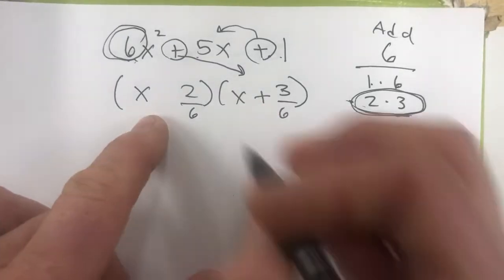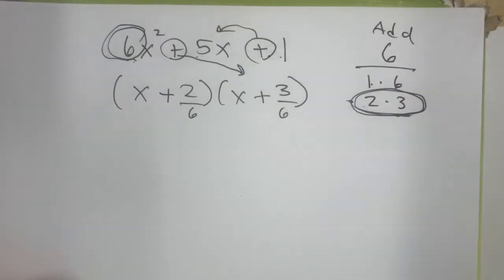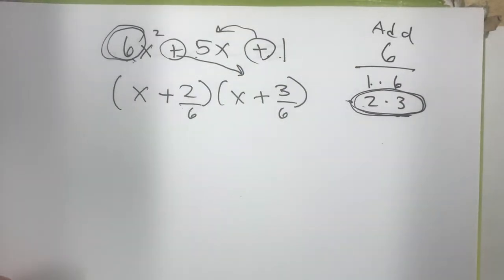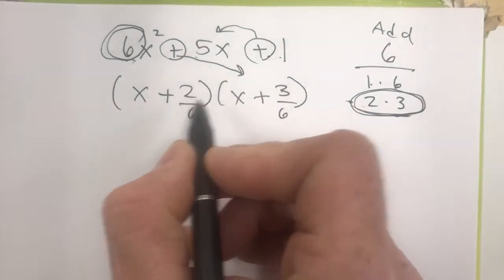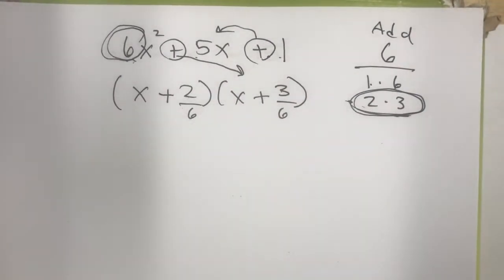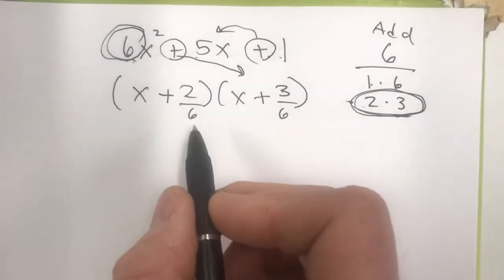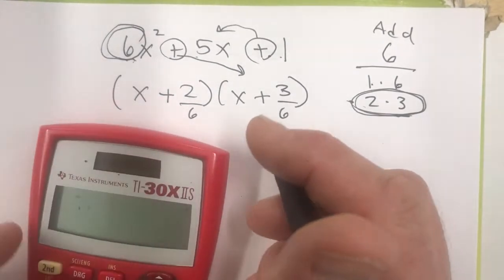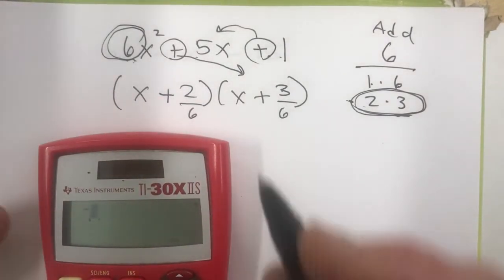So this is already positive, so they're both positive then. So there's my signs. Okay? Now, we can't have fractions in our factors. We just can't do it. So I'm going to have to see if these simplify. So I've got my trusty calculator here, if you have to use a calculator.